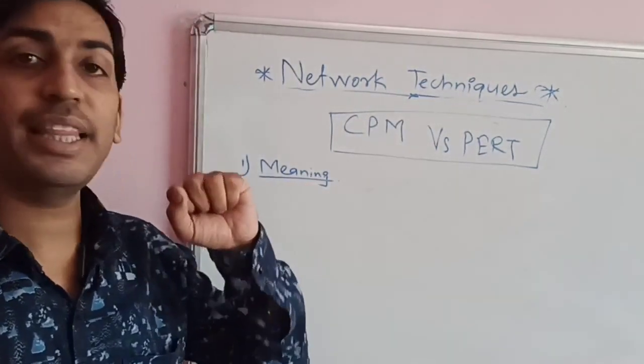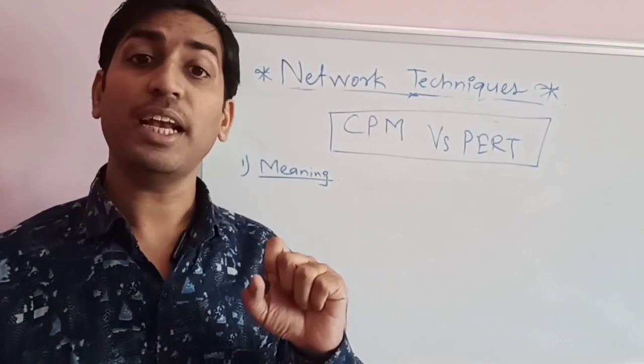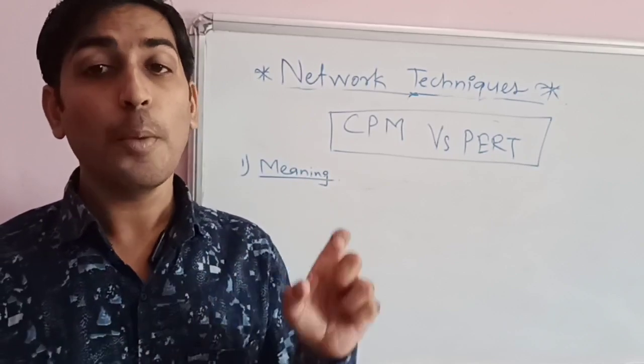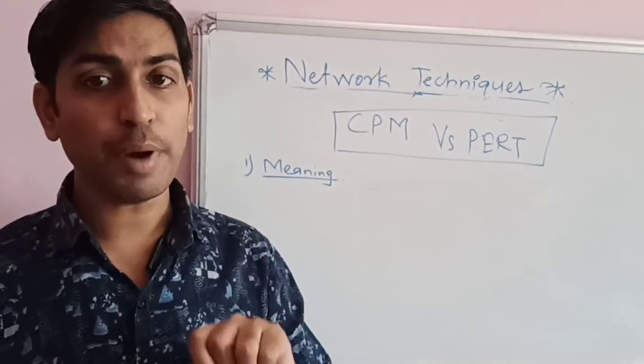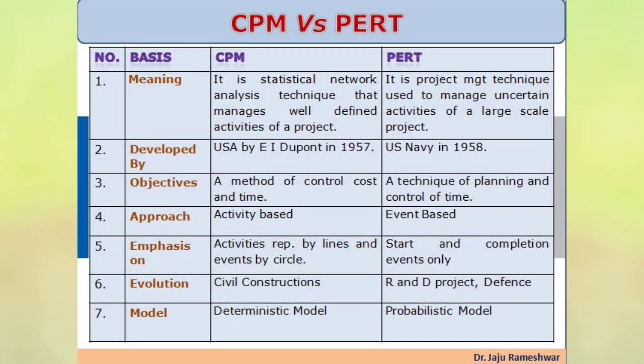It includes, main thing is the meaning. So CPM is a statistical network analysis technique that manages well-defined activities of a project, whereas PERT is a project management technique used to manage uncertain activity of a large-scale product. In terms of CPM, it is typically useful for those operations for which time durations and resources are probably known, whereas in PERT, the chart is created to show the group of activities and estimated time that could be in weeks.